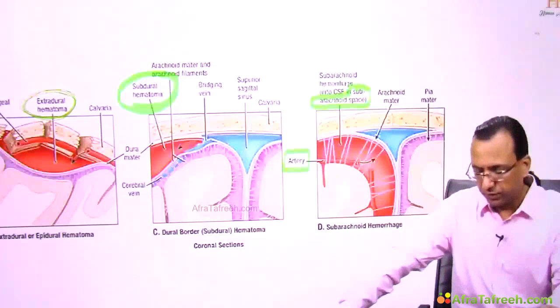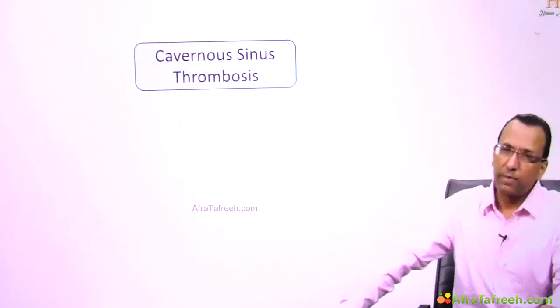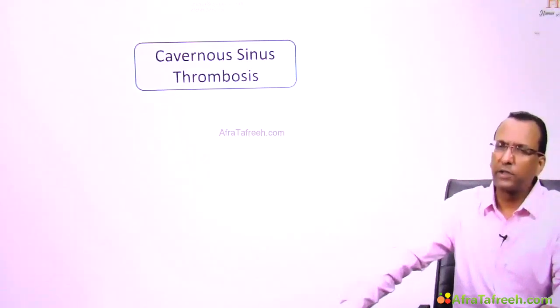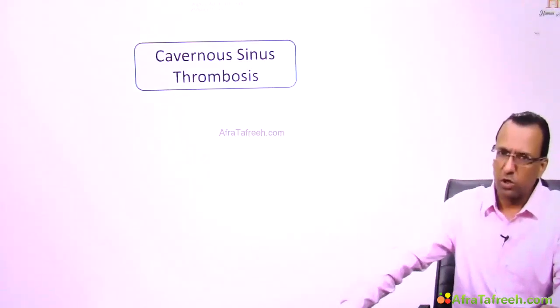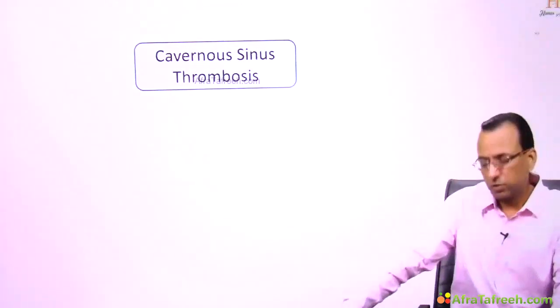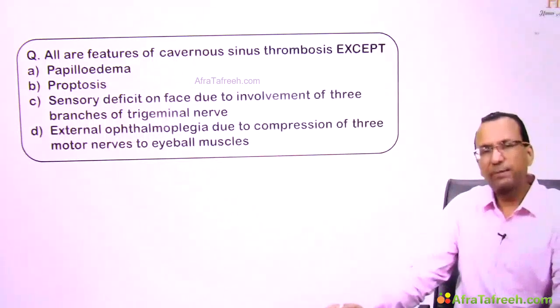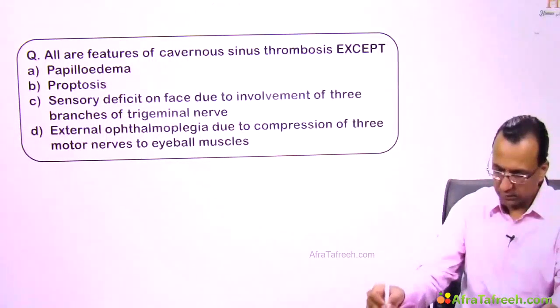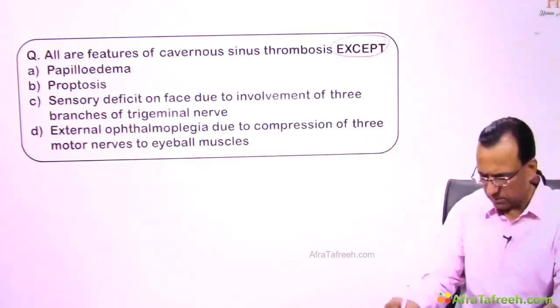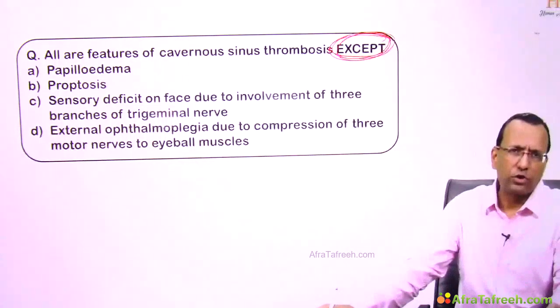Now let us move further. As you are talking about cavernous sinus thrombosis, there are some questions coming up on that. First, you should know what the contents of the cavernous sinus are. Then you should know what the problem will be if there is a thrombosis there. So tell me, what is the exception? Exception, yes. I think I must know the answer by now. Yeah, of course, you should know the answer by now.